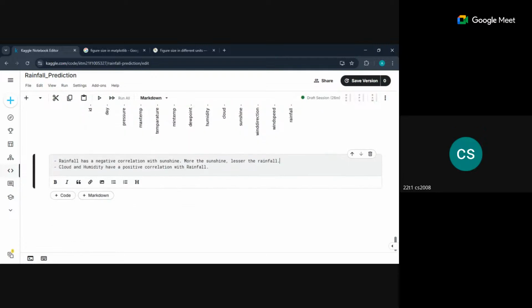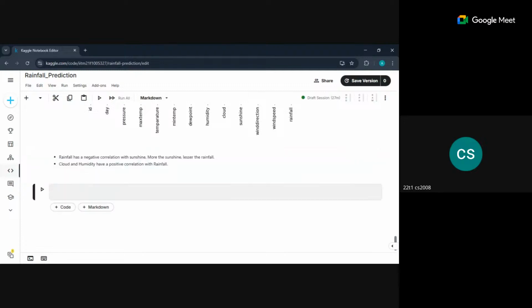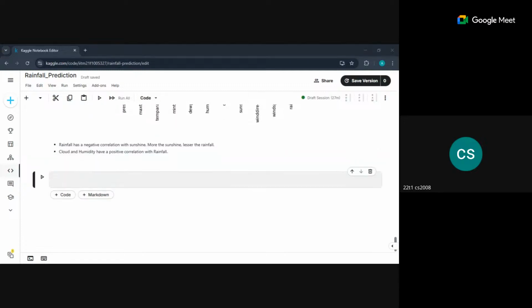So we have the correlation plot. What else should we do? What can we do next? Plot a box plot of each feature. We can check for the outliers. Okay, so what is the code snippet for it?